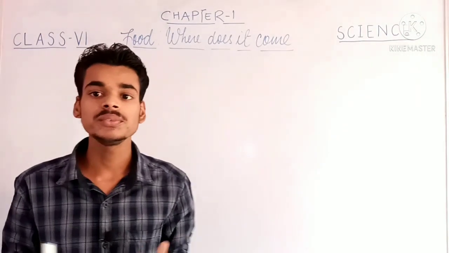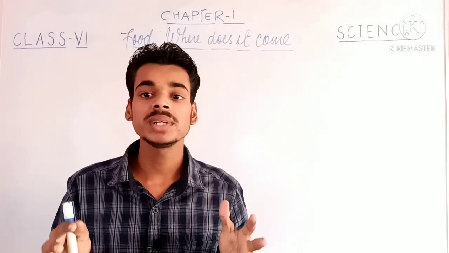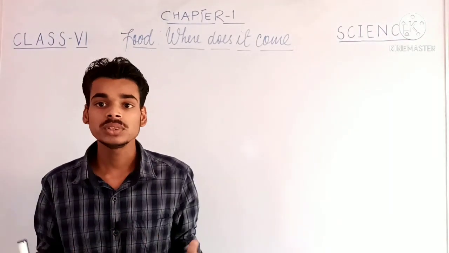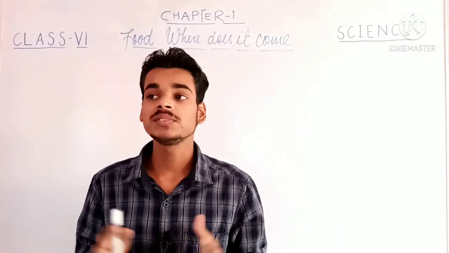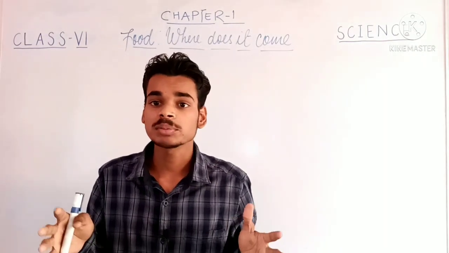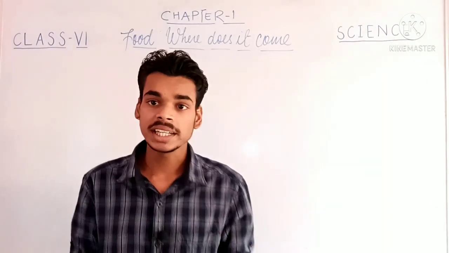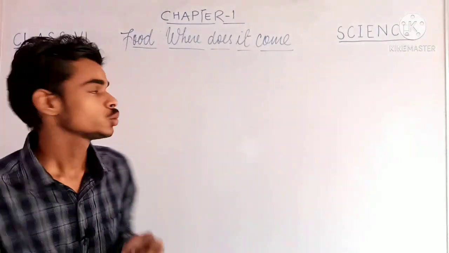So the food we eat is made up of different types of substances. Food that we eat is made up of different types of substances, and those substances are called ingredients of the food.